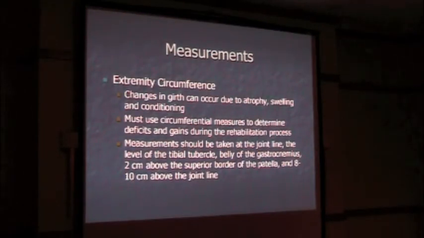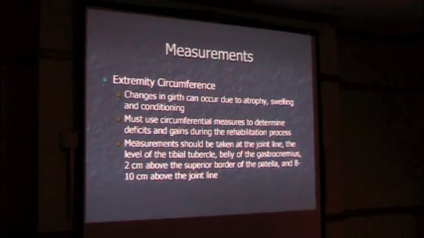Extremity circumference is incredibly important. I do this with all my patients. I evaluate their circumference in regards to their quadriceps and make sure that they're meeting their therapy goals as well as their strengthening goals post-operatively. Change in girth as far as the quadriceps are concerned can occur due to atrophy, swelling, and conditioning. Use the circumferential measures to determine deficits and gains during rehab, like I mentioned. You just have to be consistent on where you do your measurements.